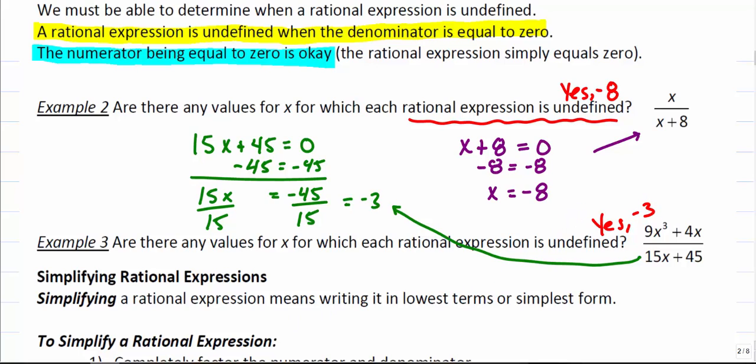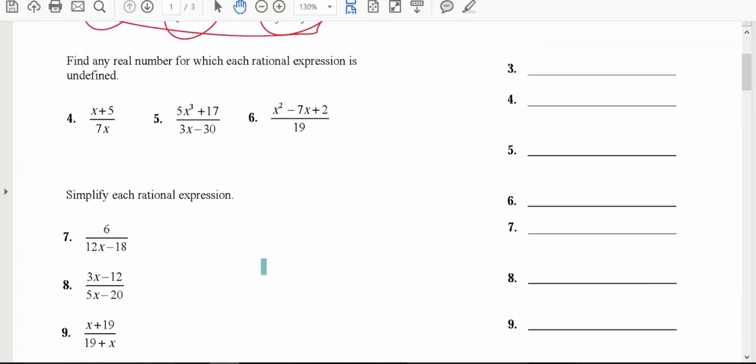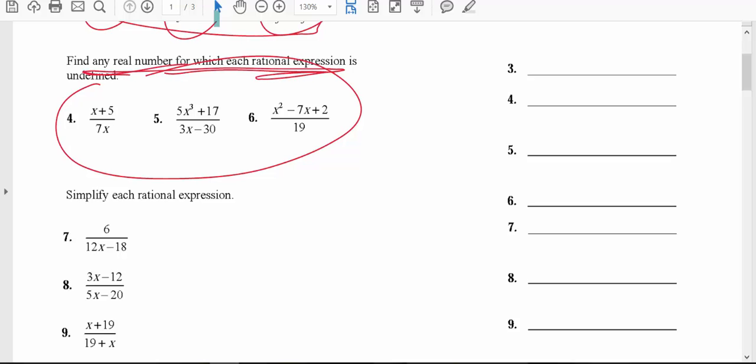And so on the homework for this section, that is going to be working with these right here. Find any real number for which it's undefined. So you're just going to be setting these to 0. Ooh, you can't set 19 to 0. So if you can't set 19 to 0, that means this denominator will never be 0. So the answer for that one's probably none. So that might be a helpful little hint.